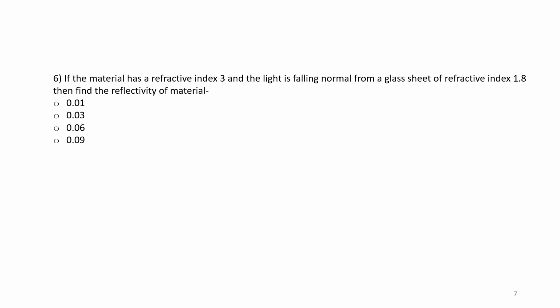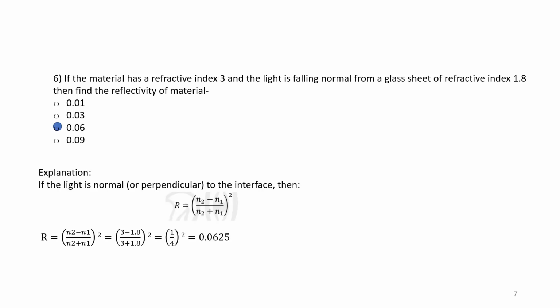Next question is, if the material has a refractive index 3 and the light is falling normally from a glass sheet of refractive index 1.8, then find the reflectivity of the material. Your options are 0.01, 0.03, 0.06 or 0.09. So which one should be the correct answer? So 0.06 will be the correct answer.